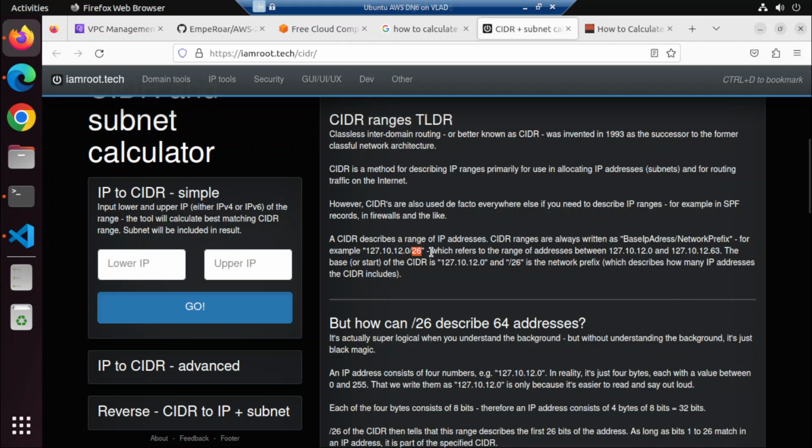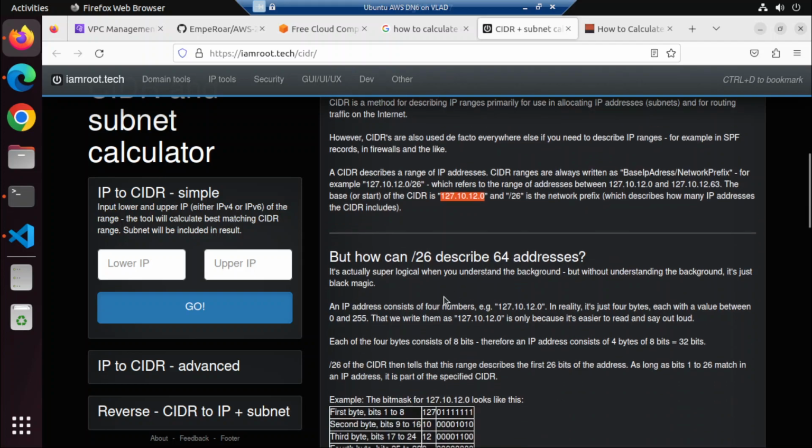0.0.0.0/0, it's anywhere. And this one refers to the range between this one until this one, which is the one I want to calculate. 127.10.12.0 until 127.10.12.63. The base or start of the CIDR is the start, and /26 is the network prefix, which describes how many IP addresses the CIDR includes.